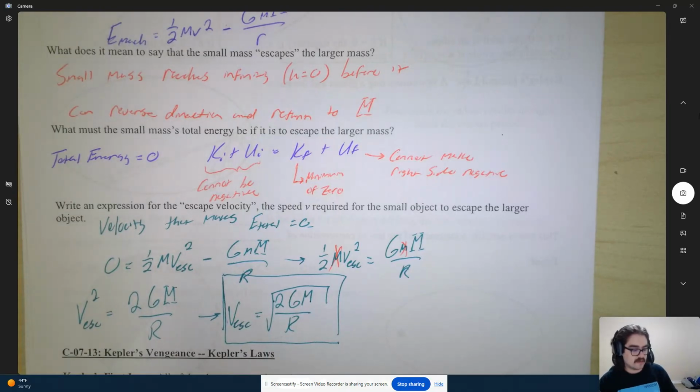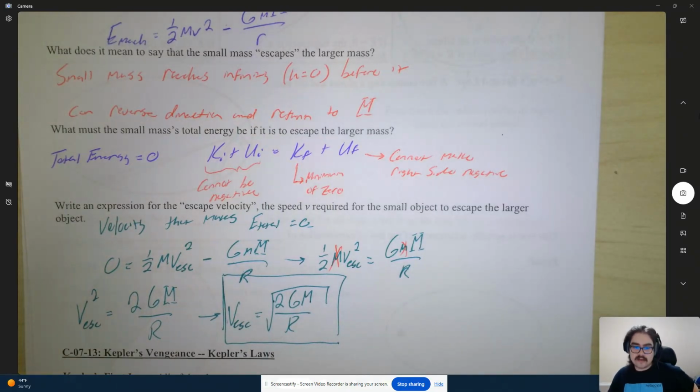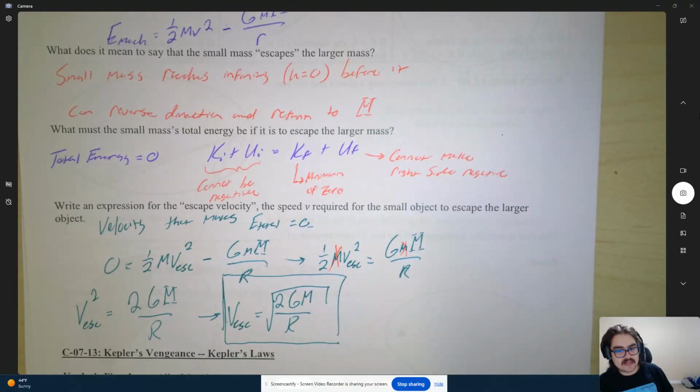That's the equation. That's how fast the small object would need to go to escape the larger object. That's escape velocity. That's all you've got to know for escape velocity.